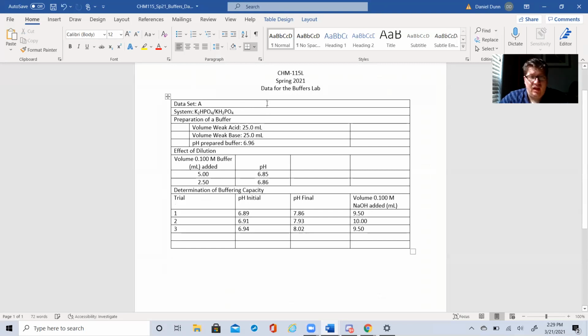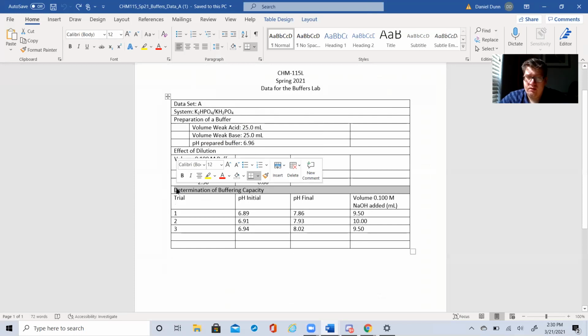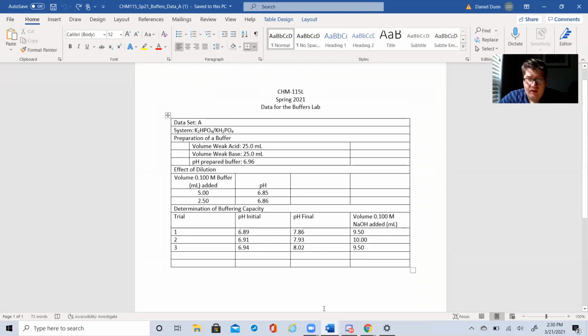So, data set A: our buffer system, how we prepare the buffer theoretically, 25 milliliters of that, 25 milliliters of that, gave it a pH of that. This right here is going to be part B. That's how a dilution affects a buffer. Right here, determining buffer capacity, how much a buffer can actually withstand. So now we're going to talk about the lab.